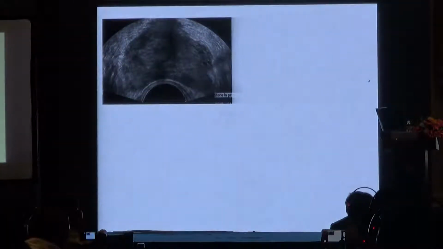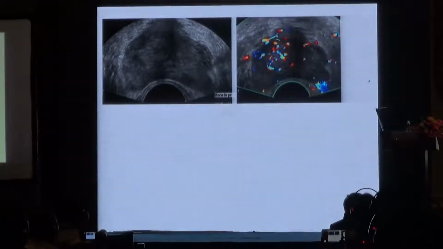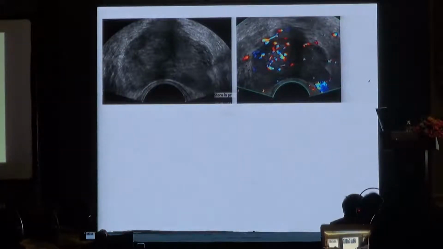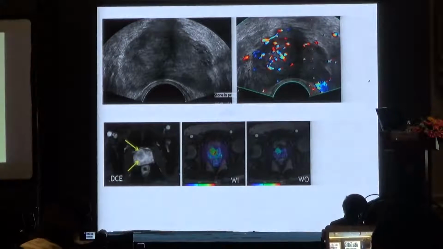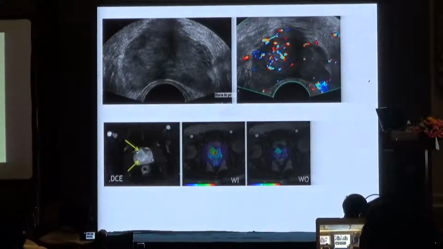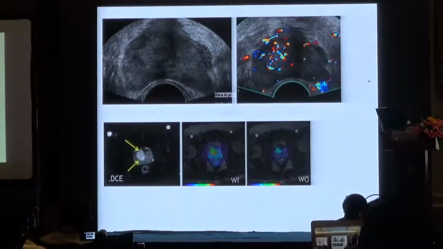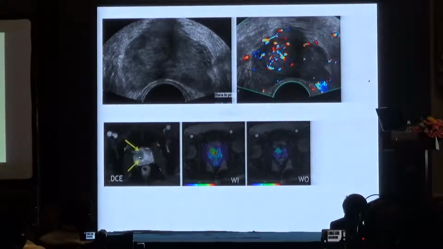About this case, it's not easy to identify the lesion, but with Doppler ultrasound, the right side transition zone is definitely abnormal. And this is the MRI, dynamic contrast enhanced MRI. It well shows that this lesion shows early strong enhancement with early washout. This is a wash-in map and this is a washout map, clearly well correlated with the Doppler ultrasound.